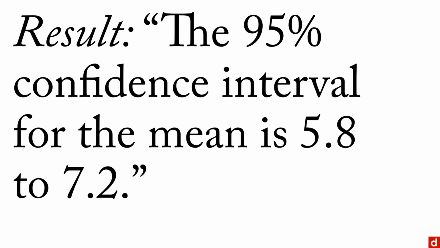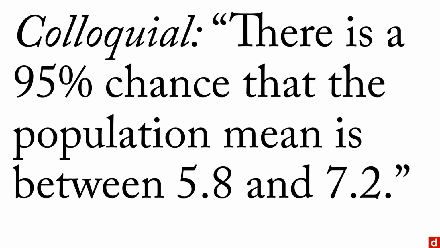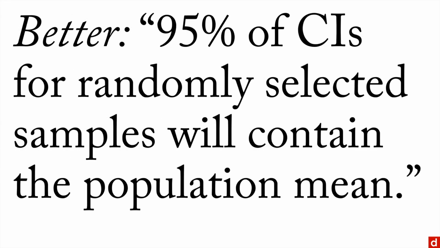The colloquial interpretation of this goes like this. There's a 95% chance that the population mean is between 5.8 and 7.2. Well, in most statistical procedures, specifically frequentist as opposed to Bayesian, you can't do that. That implies that the population mean shifts. That's not usually how people see it. Instead, a better interpretation is this: 95% of confidence intervals for randomly selected samples will contain the population mean.